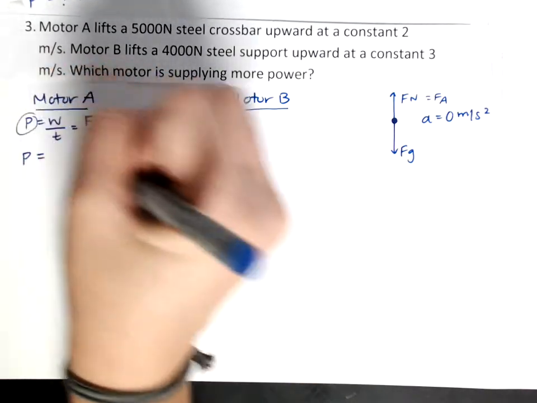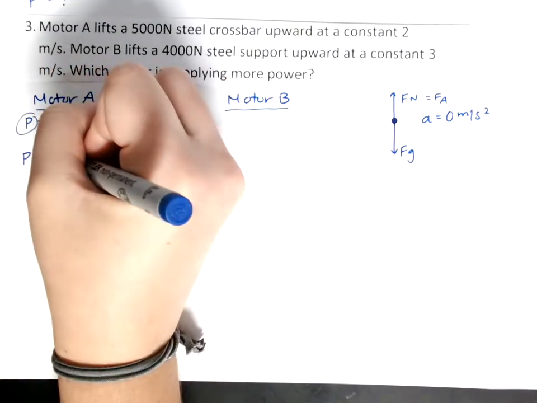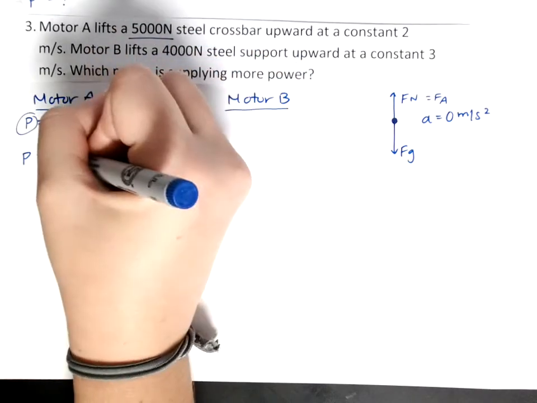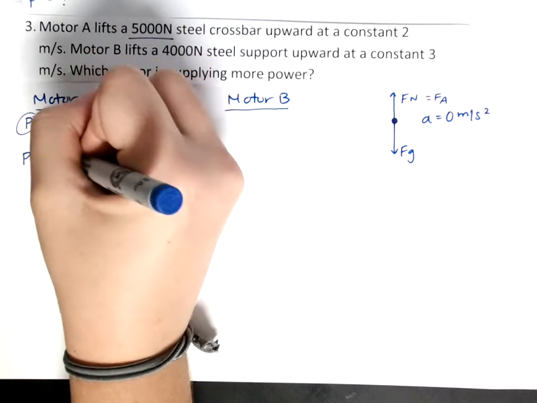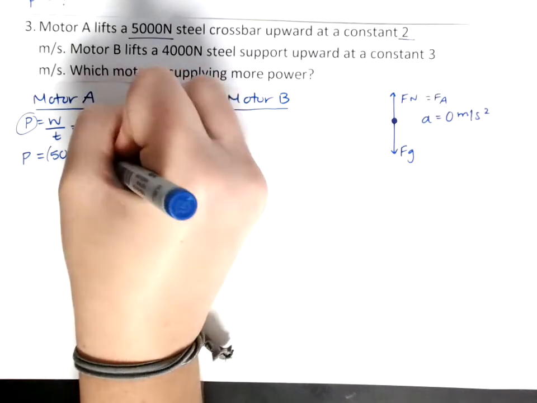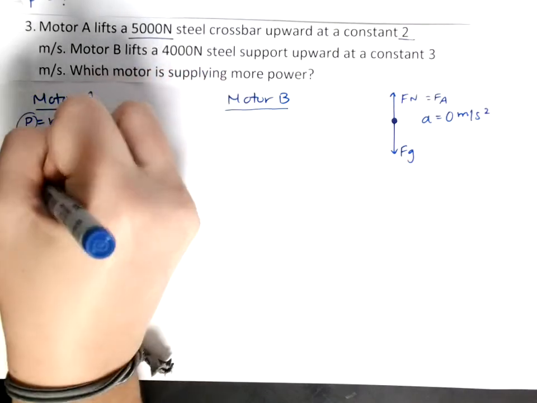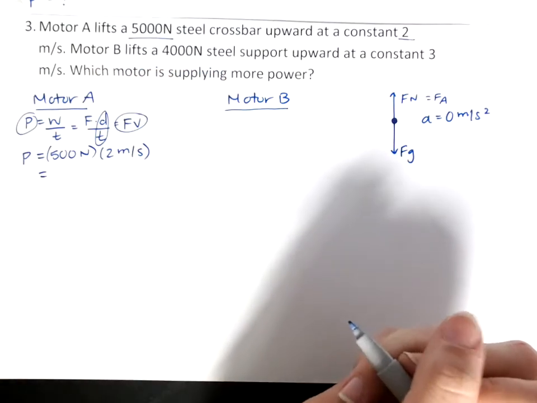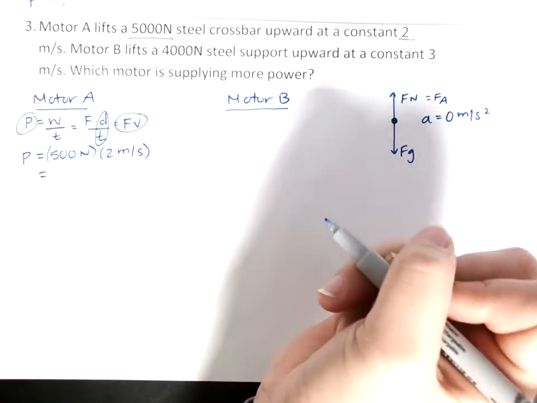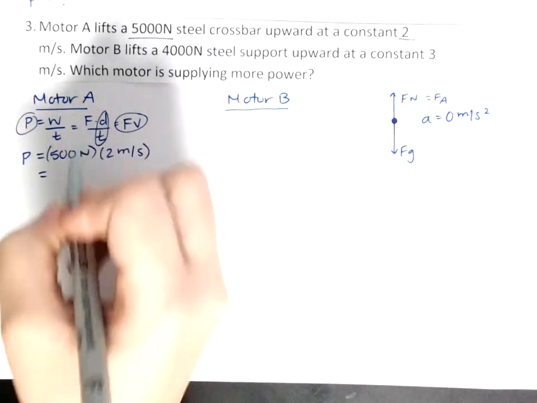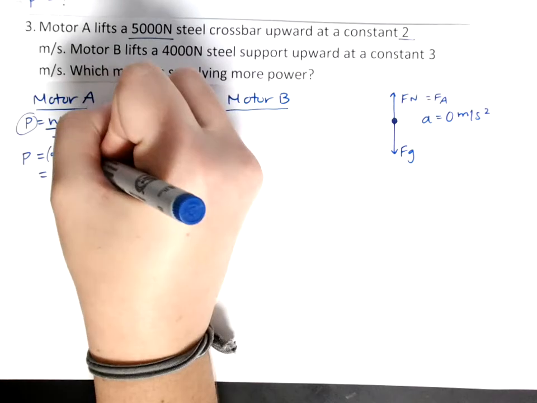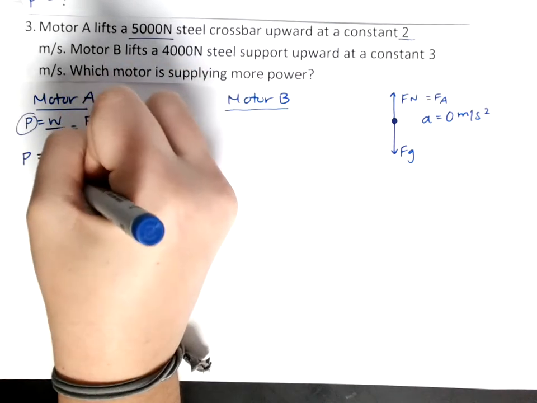So power is equal to our force, which was 5,000 newtons, and our average velocity was 2 meters per second. Multiply those two together, and you get 10,000 watts. Oh shoot, I missed a 0 at first. So this is 5,000 newtons, and then we get 10,000 watts.